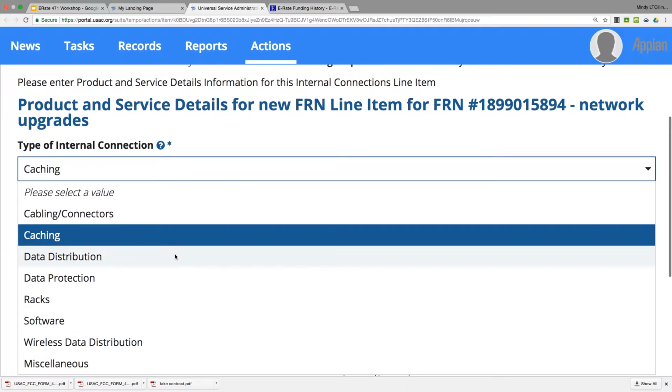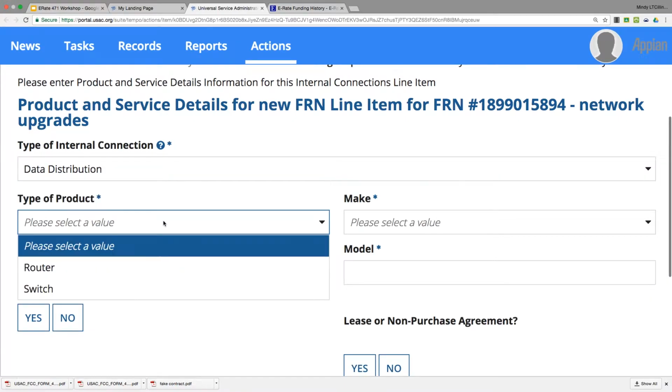Next option is data distribution. This is where you'll find your routers and your switches. So this is a wired data distribution. Please note that if you apply for a router and you get the make and model number that you need, and by the time you get ready to buy it, 6 months from now, there's a new one out, you are okay to go from the 2500 to the 2501 if you choose to do that.